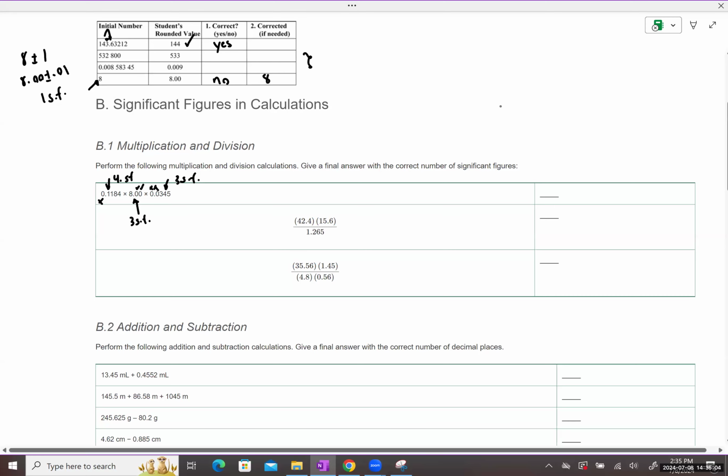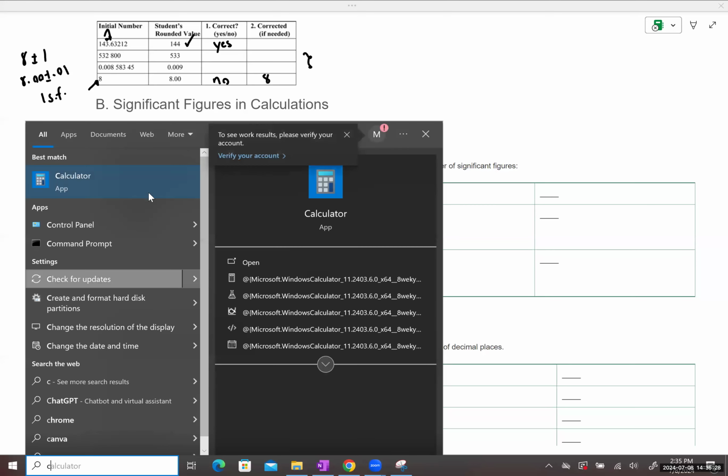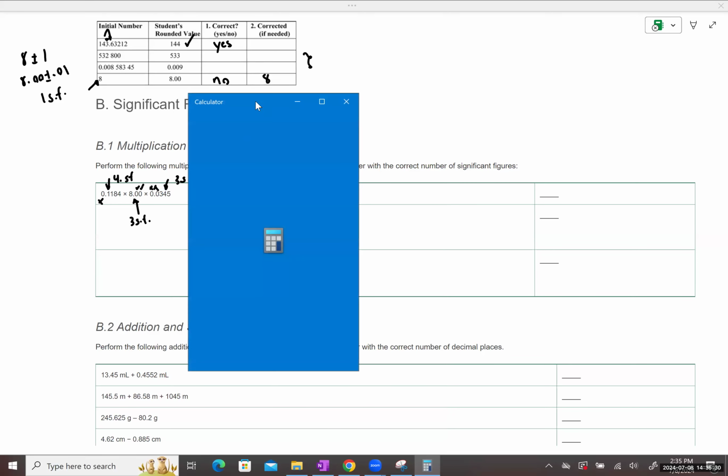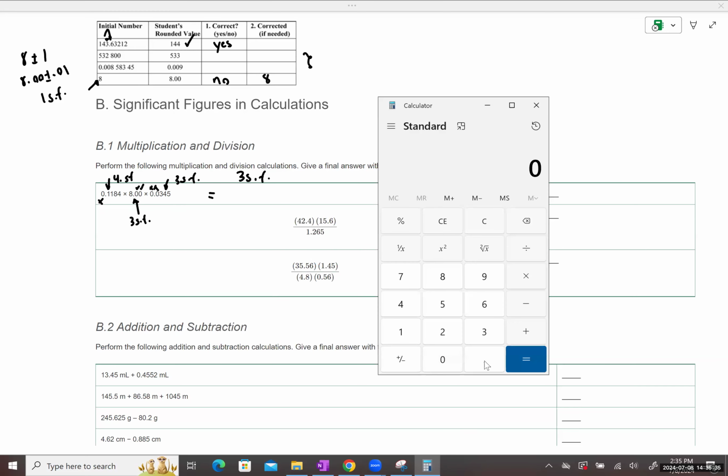When you deal with multiplication and division, your final answer must contain the least number of significant figures of all of the values that you've multiplied or divided together. Thus, for 3, 3, the least number of sig figs is 3 significant digits. So our final answer will be rounded to and reported with 3 significant digits. I'm going to use a virtual calculator, though if you have your calculator at home, you'll be using the TI-30XA calculator.